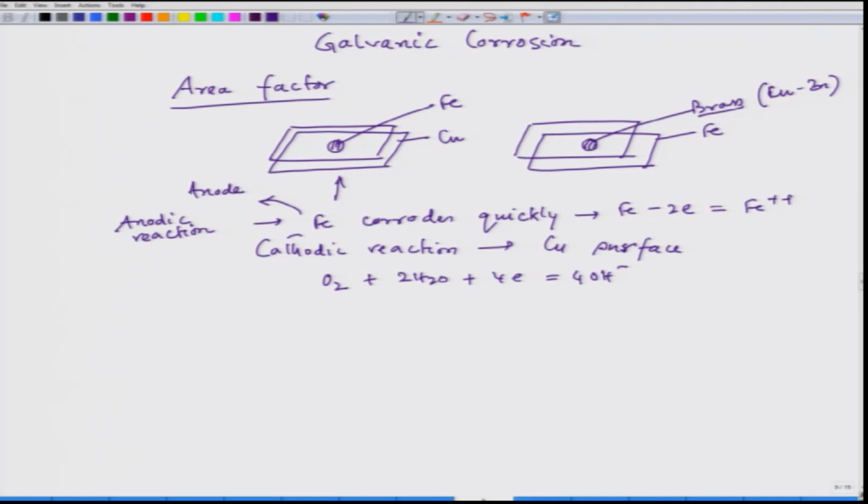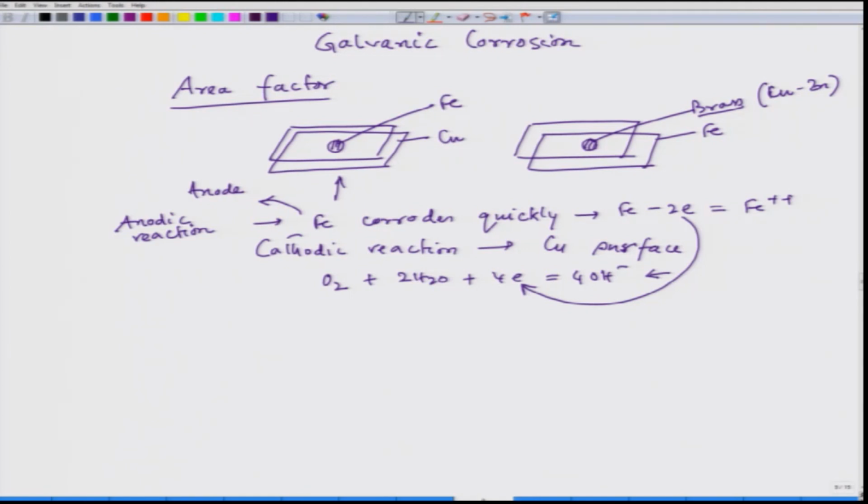Now, if we see the number of cathodic reactions that are taking place on the copper surface, since the copper surface has a huge area compared to the iron rivet surface, the total number of cathodic reactions on the copper surface would be very large, and in order to supply the amount of electrons for this cathodic reaction, iron has to dissolve quickly, because these electrons would be supplied from this anodic reaction. The rate of iron dissolution would be faster, and this is the concept of area factor in galvanic corrosion.